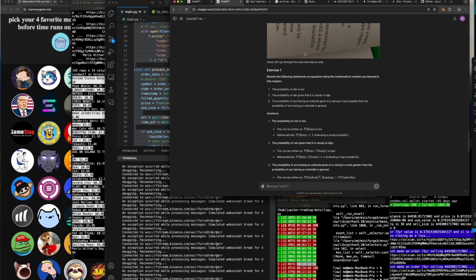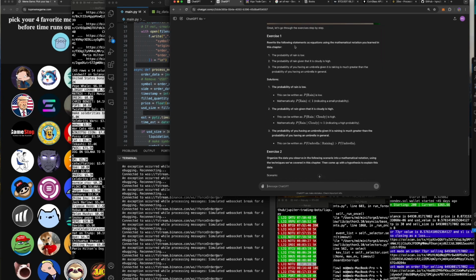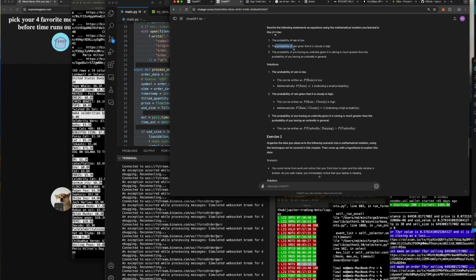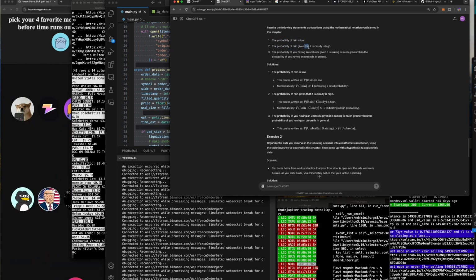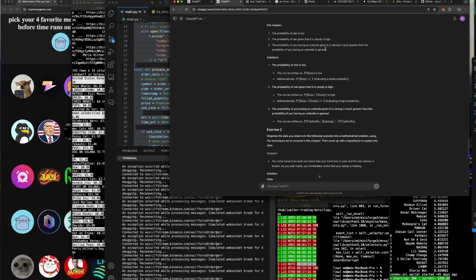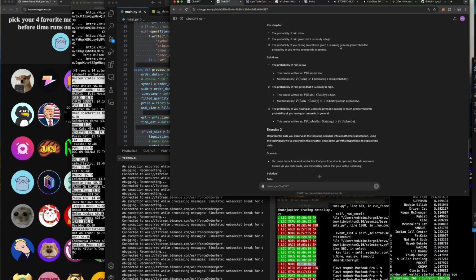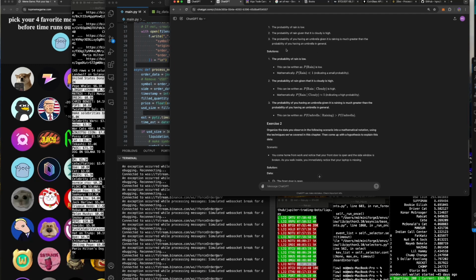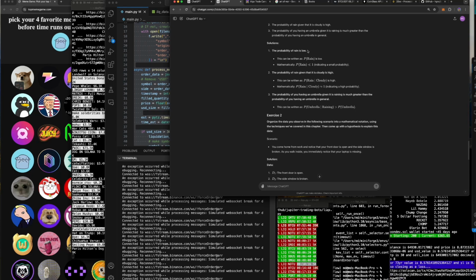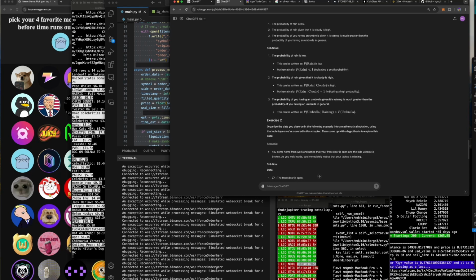Great, let's go through the examples here. Exercise 1: rewrite the following statements as equations using mathematical notation you learned in this chapter. The probability of rain is low. The probability of rain given that it is cloudy is high. The probability of having an umbrella given it is raining is much greater than the probability of you having an umbrella in general. Yes. Okay, that makes sense.